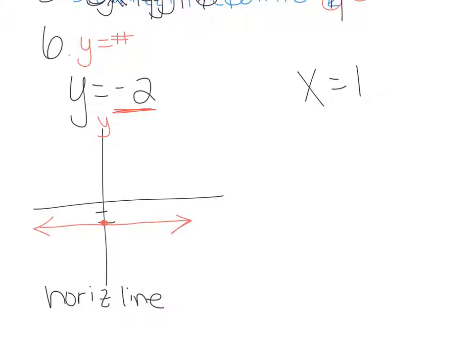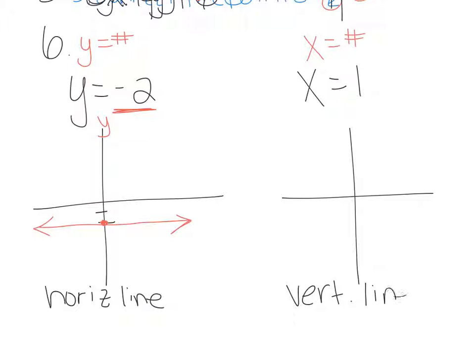Okay, so looking at the x equals 1, if you notice that you have x equals a number, it's going to be almost the same thing, but instead of a horizontal line, it's going to be a vertical line. So it's going to go straight up and down. And this time, it's going to go through whatever that point is, but on the x-axis. So wherever x equals 1, you're going to have a vertical line.